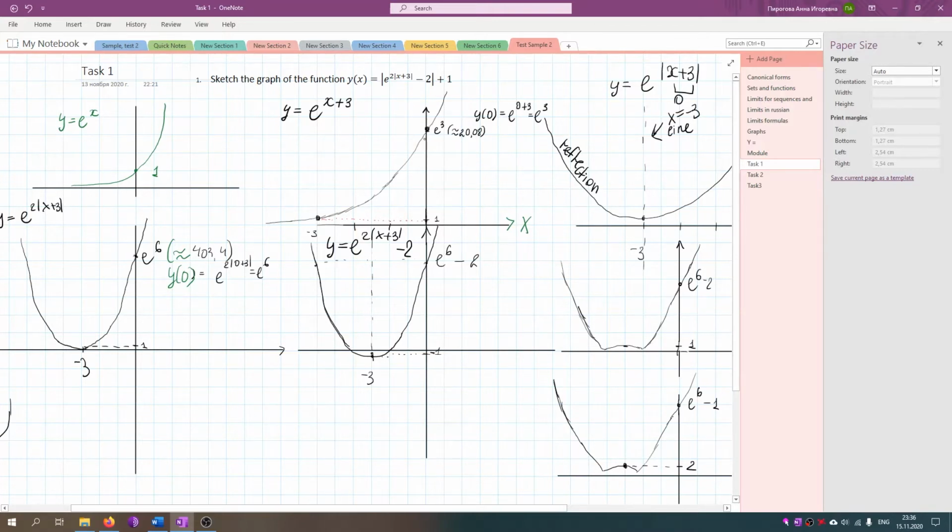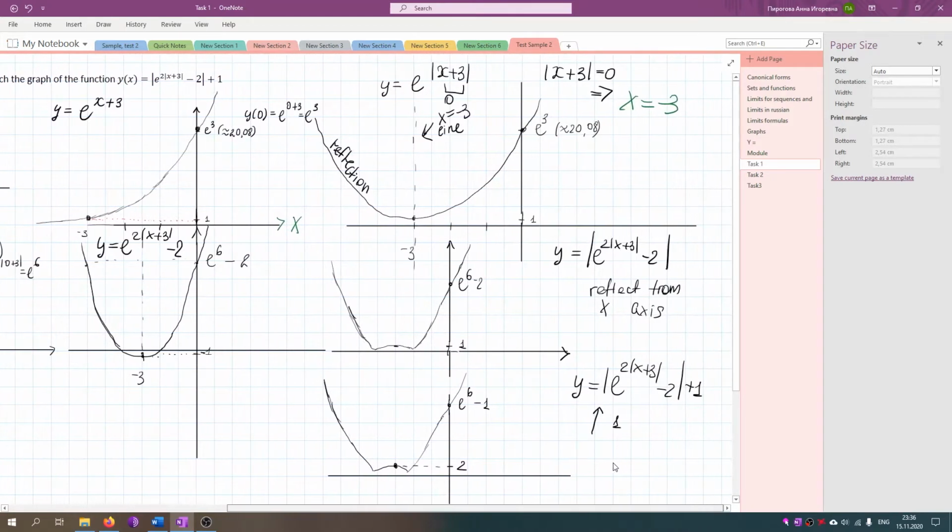And if we want to find the intersection of our function with the y-axis, we just need to put 0 instead of x in our function. So e to the power of 0 plus 3 will be e to the third power, and it is about 20.08.